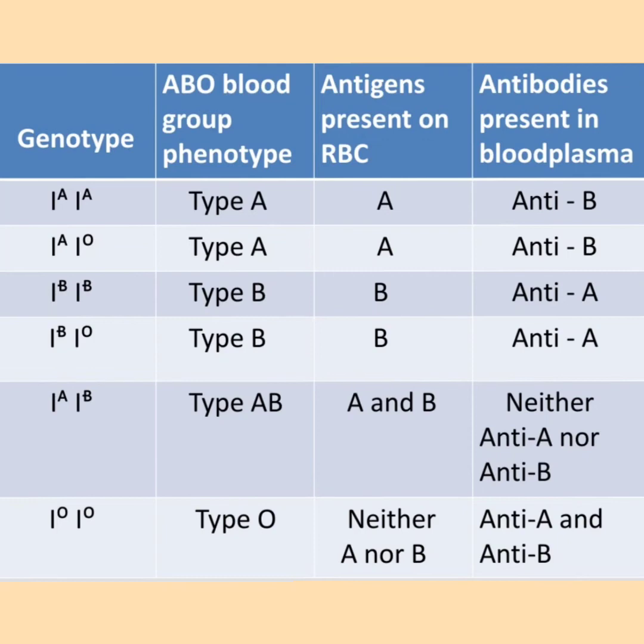In the genotype I^A and I^B, both are dominant alleles, hence the blood group is AB, and the antigens present on the surface of the RBCs are A and B. The antibodies that are present on the surface are neither A nor B. So it has no antibodies on the surface. When you come to the genotype I^O, I^O, since there is no dominant allele A or B, the blood group is O. So neither the A nor B antigens are present, whereas the anti-A and anti-B antibodies are present.